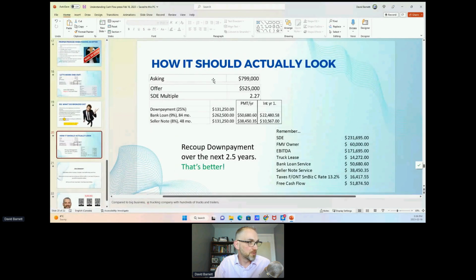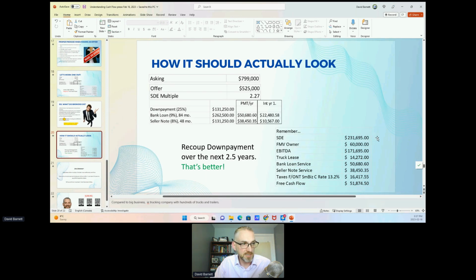Okay. So here's an example. Asking was $7.99, offered $5.25, which creates an SDE multiple of 2.27. And our down payment in this case is only going to be 131. And the bank loan is going to be 262. But you'll notice here, I changed the seller note from 36 months to 48 because I needed more free cash flow. And so it lowered the payment.